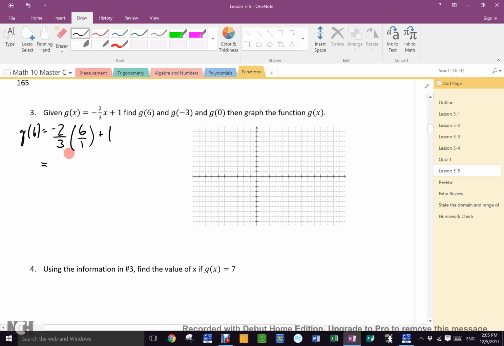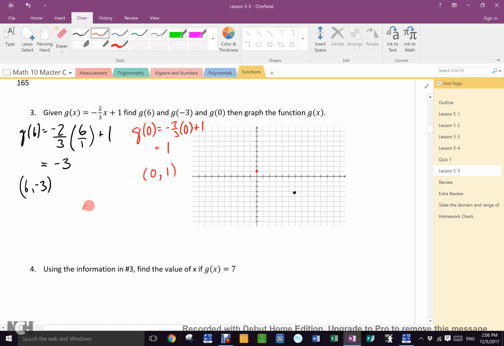G of 0, which is what? Negative 2 thirds times 0 plus 1. 1. What's the ordered pair? 0, 1. Yes, Josh. What's negative 2 times 6? Negative 12 over 3 times 1. So negative 12 divided by 3 is negative 4, right? Negative 4 plus 1 is negative 3. Cool? Okay. And the last one?